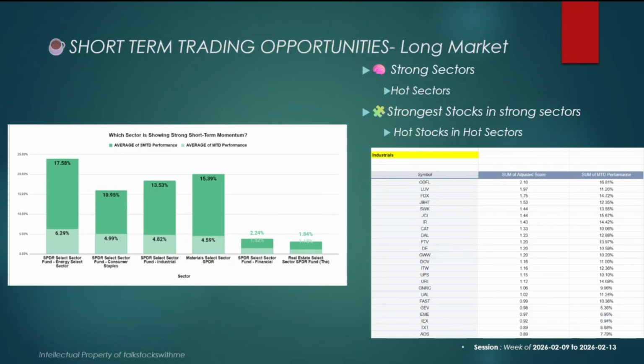Again, I'm a systematic trader. I have rules of engagement. So I have a watch list. Once any of these stocks meet my entry criteria, I enter the trade and I manage my risk, right? So you can see here ODFL, its score is 2.10, and so far this year has done 16.81%. LUV, the score is 1.97, has done 11.26% this month, right? Even the S&P 500 has not done up to 2% year to date, right?